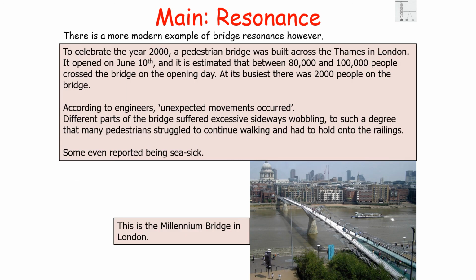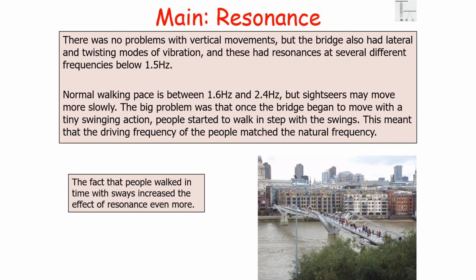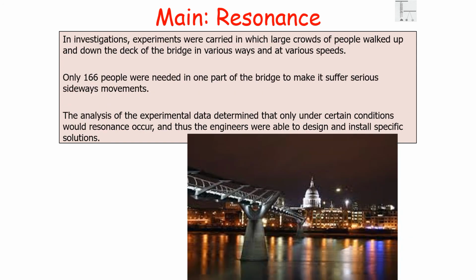Now again, in a more modern example, in the year 2000 in London, they opened the Millennium Bridge, and when people started to walk over it, they noticed that different parts of the bridge suffered from excessive sideways wobbling. Resonance was occurring because the natural frequency of the bridge was about 1.5 Hertz, and normal walking pace is between 1.6 Hertz and 2.4 Hertz, but sightseers started to move more slowly across the bridge, so it started to vibrate with its resonance. Therefore when people started to walk across in more numbers, they matched this vibration, and so it increased the effect of resonance even more. So we observed with this new bridge that we were getting this effect of resonance.